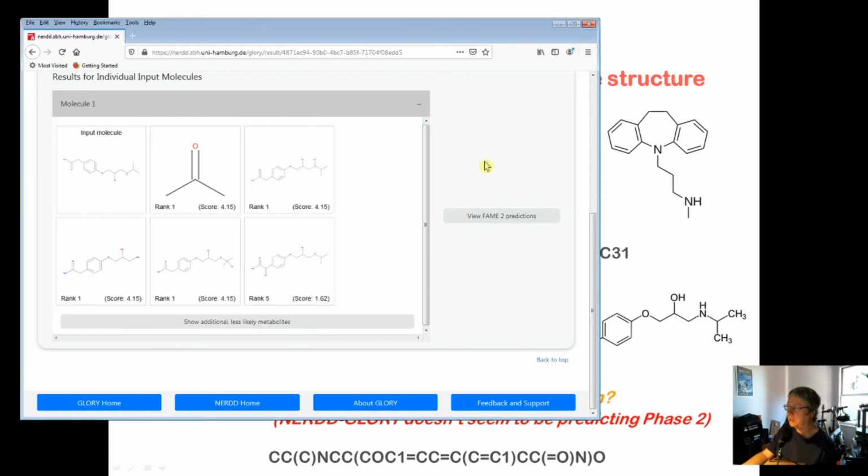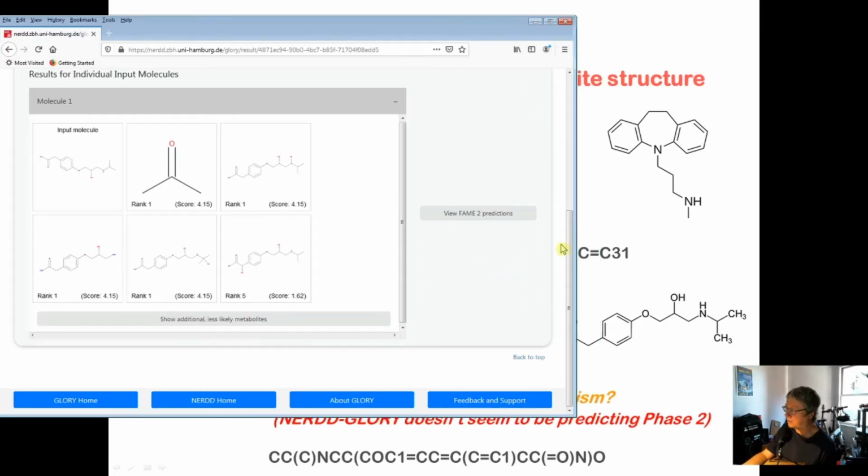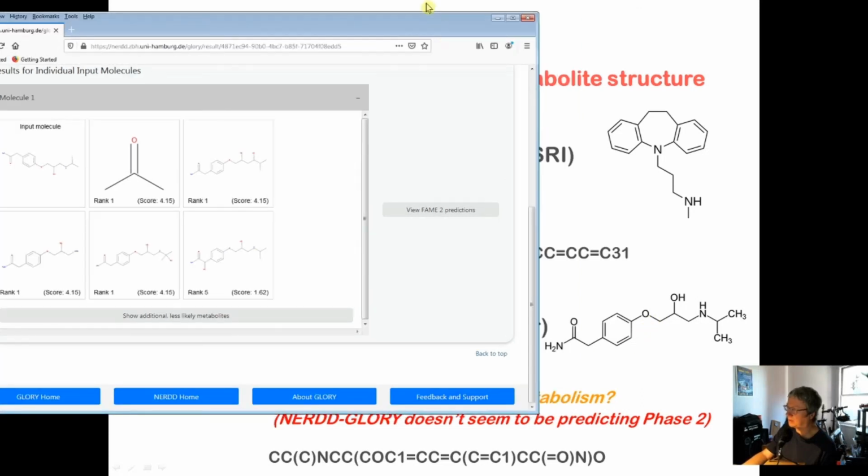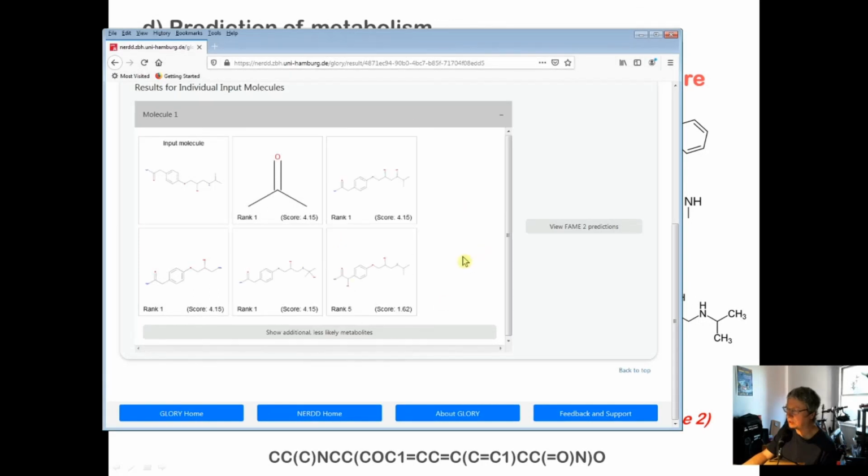Okay, let's see. All right, so then they have the additional less likely metabolites. What do I predict? Maybe dealkylation or degradation of the benzene, maybe cleavage of the ether. Yeah, that's maybe what I think. I don't really know. Maybe oxidation of the alcohol. Let's take a look at what the server is saying.